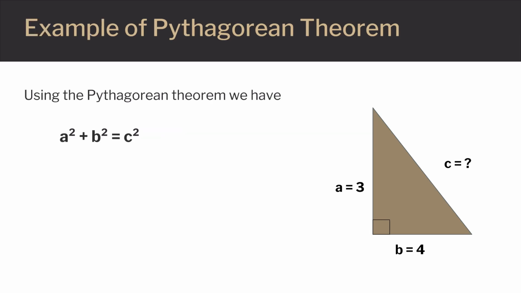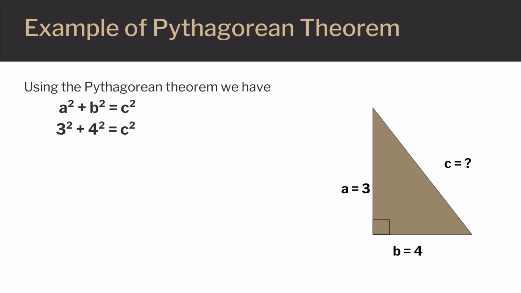Let's look at an example. Suppose we know that the legs of a triangle have lengths 3 and 4. What is the length of the hypotenuse? We know they are related by the Pythagorean theorem, so we'll start by writing a squared plus b squared equals c squared. In this case, a equals 3 and b equals 4, so we can plug them in. We get 3 squared plus 4 squared equals c squared.